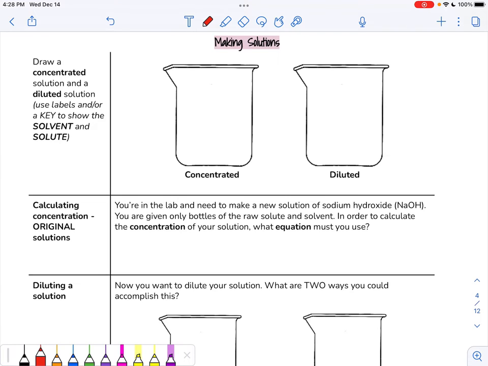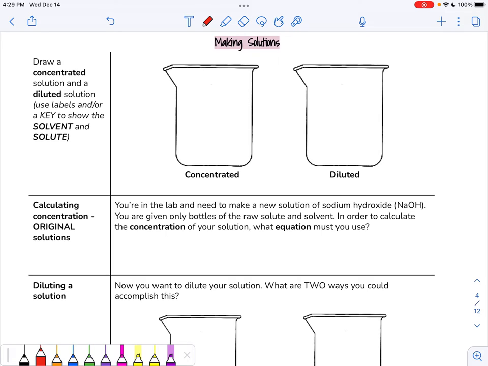Hi everybody. So we have been spending some time talking about solutions in class, and we decided that solutions are homogeneous mixtures in which you have a solute dissolved into a solvent. Your solute is the thing being dissolved, solvent is the thing doing the dissolving. So when we were talking about solutions, all we talked about was how we could calculate the concentration of a solution.